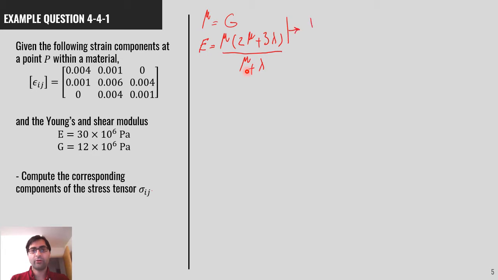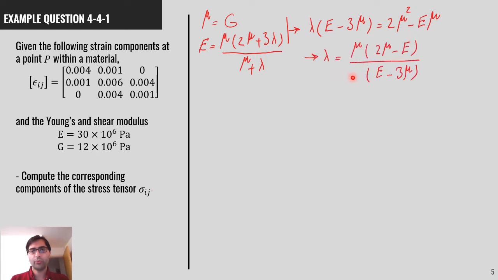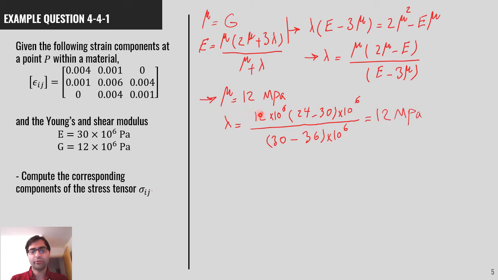So let's solve these two to find lambda based on mu and E. Lambda becomes equal to mu multiplied by 2 mu minus E divided by E minus 3 mu. Okay, now we have it. We already know that mu is equal to G, so it's 12 megapascal, and lambda can be found from this relation to be 12 megapascal.